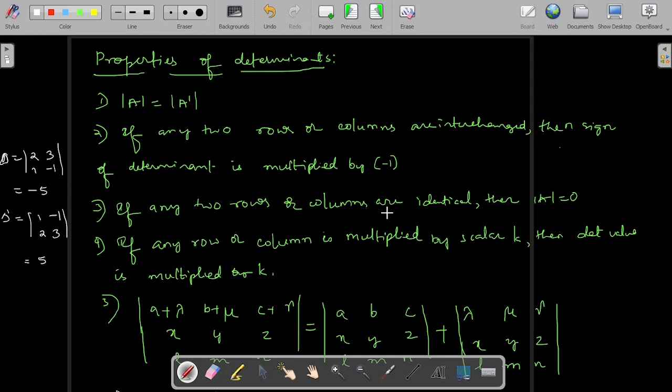If any two rows or columns are identical, then the determinant of A is 0. Suppose you have delta equal to 2, 3, 2, 3, then always the value of the determinant is 0.